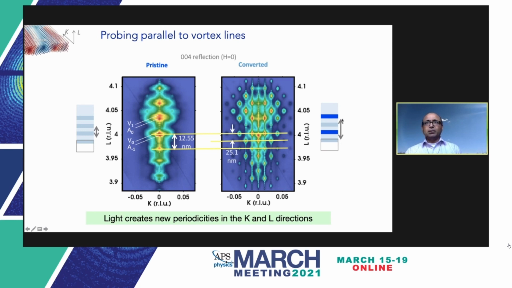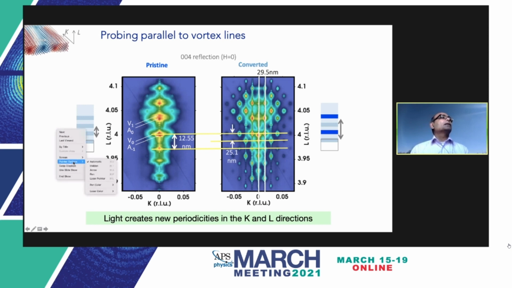So it's like doubled in the z direction. If you look in plane, you now have a period of 29.5 nanometers. So in this corner, you can see these are the vortices. The K is along the vortex and L is vertical. So you're looking at L and K. So this is along the vortex. And so along the vortex, now there is a 30 nanometer period.